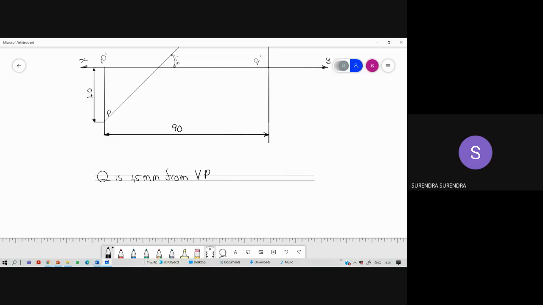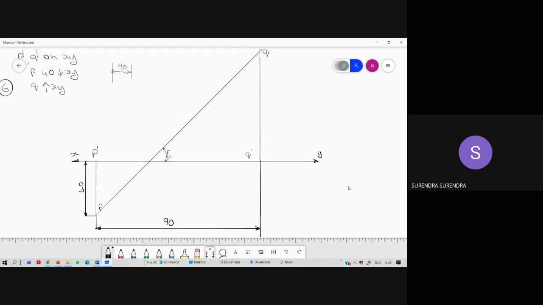The value won't be exactly 45. After drawing, measure it and complete the statement with whatever value you get. With this we completed projections of points. Do any of you still have doubts? No, sir. Okay, then we'll move on to the next topic, projections of lines. Still 40 minutes are left, so you can complete two to three problems.